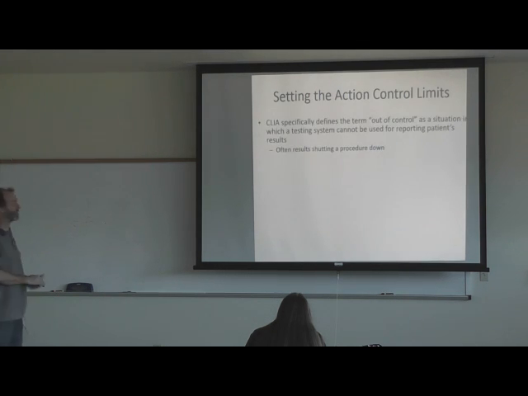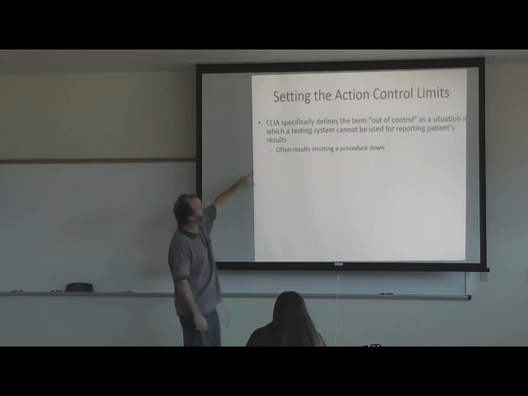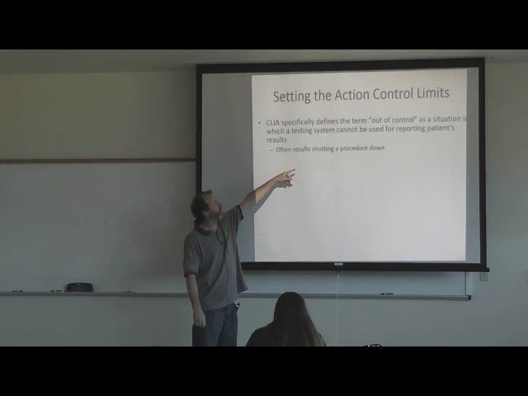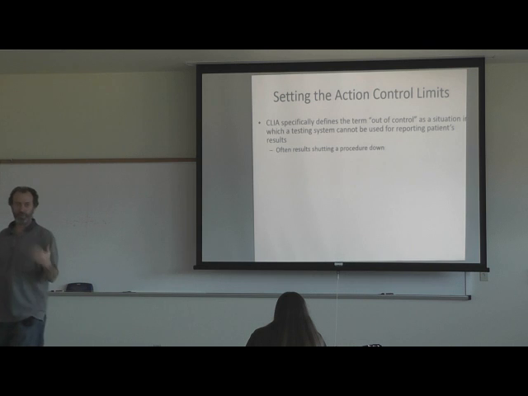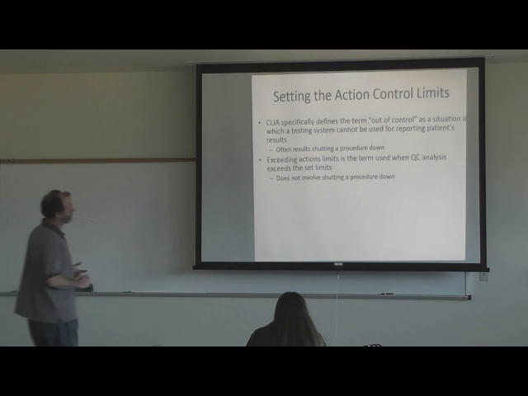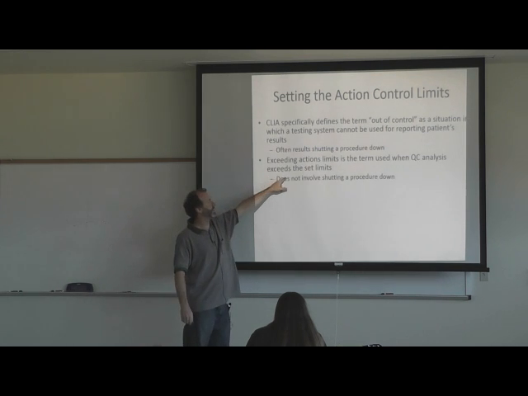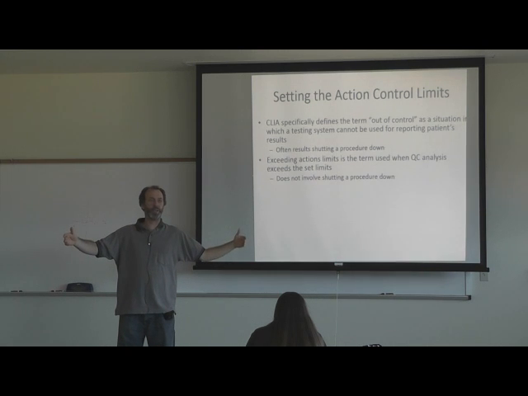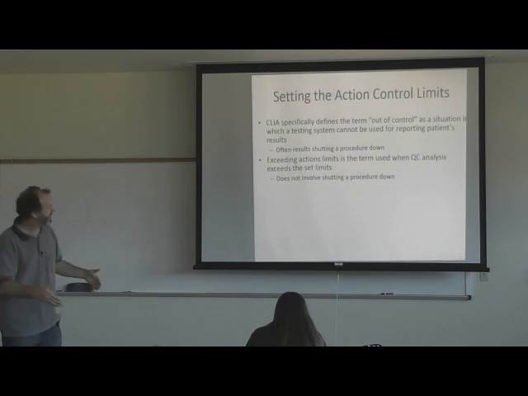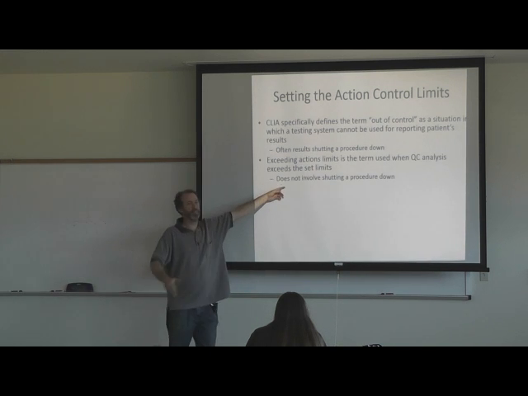Action control limits. CLIA specifically defines the term out of control as a situation in which a testing system cannot be used for reporting patient results. It often results in shutting down the procedure and then troubleshooting why these results are bad. Exceeding action limits is the term used when QC analysis exceeds the set limits. It does not involve shutting the procedure down. A lot of times they'll use 2, 2.5, or 3 standard deviations as the action limits, right? So if you're using 2 standard deviations as your action limits, and you exceed that, how often should you exceed that if everything's fine?